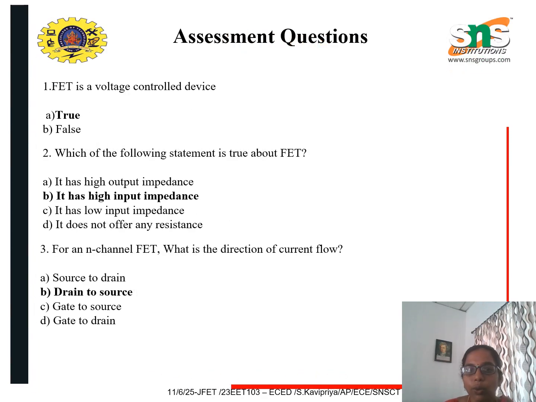So FET is a voltage controlled device, and one of the statements about FET is that it has a high input impedance. In N-channel FET, the direction of current flow is from drain to source.